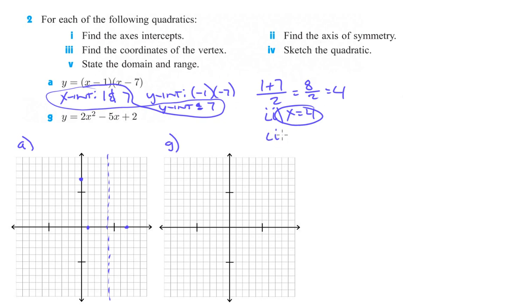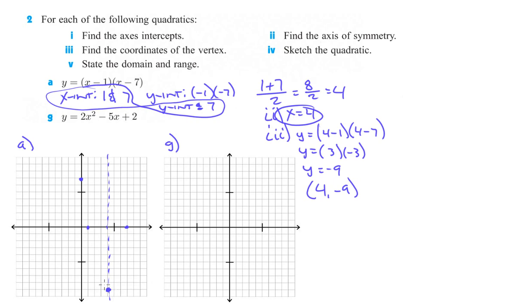So for I, we're going to get y equals 4 minus 1 times 4 minus 7. So in this case, we're going to get 3 times negative 3, right? So the y in this case is going to equal negative 9. So our vertex is going to be 4 and negative 9. 4 and negative 9 right there.